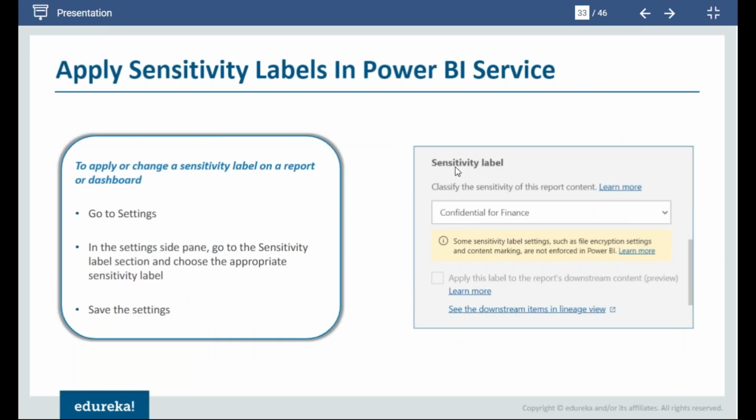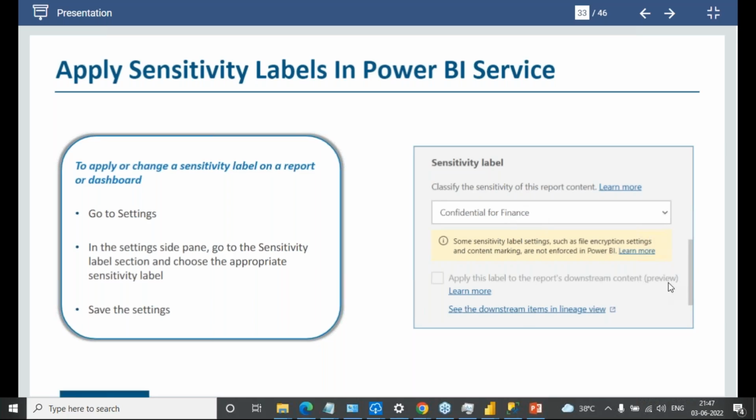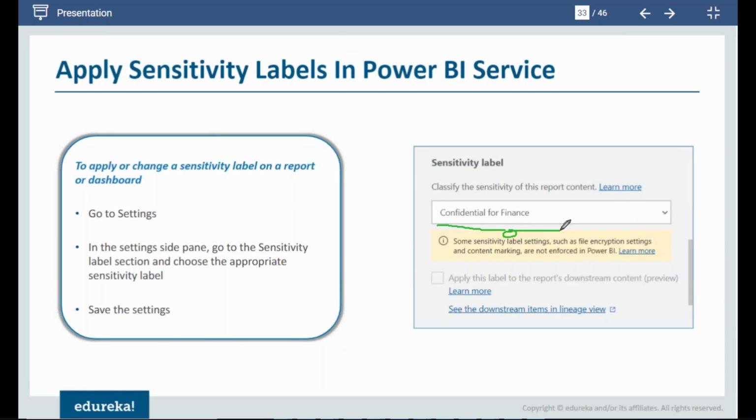The moment you apply this, when you see these sensitivity labels, you see here confidential for finance. Only this word you will see. Who will configure this? Who will bring this confidential for finance? The compliance team in your organization, not IT, not you, not your superior. This will be done by the compliance team. Only labels you will see.